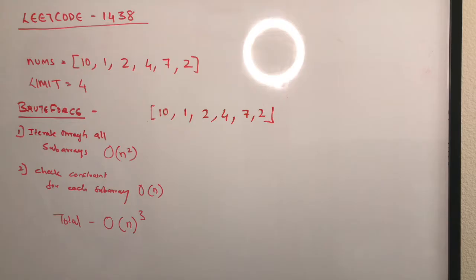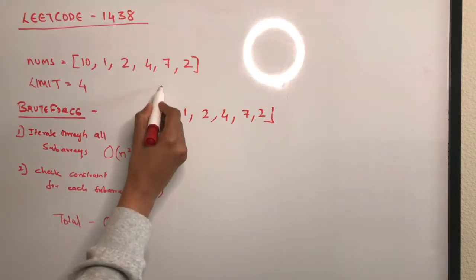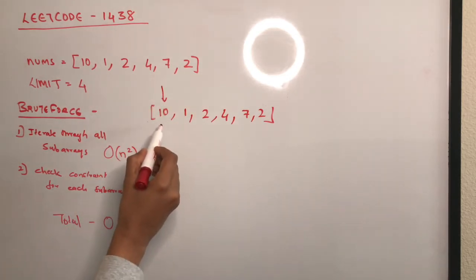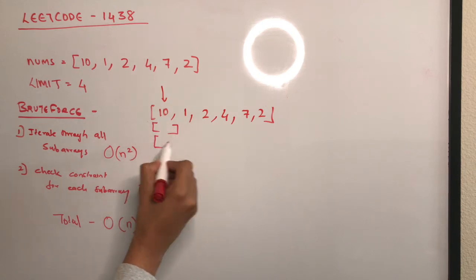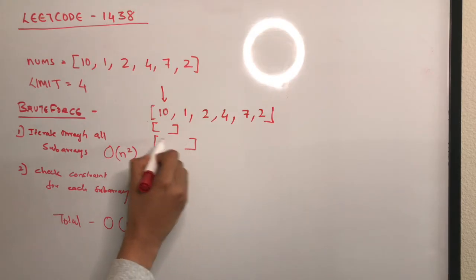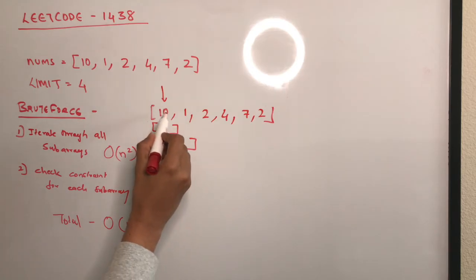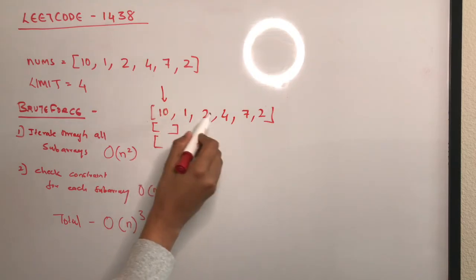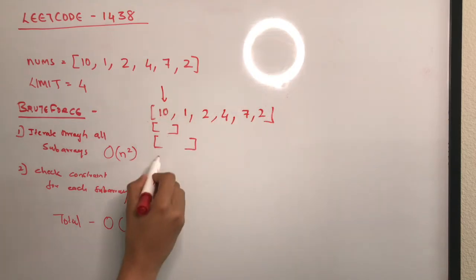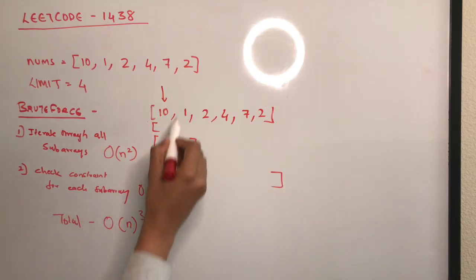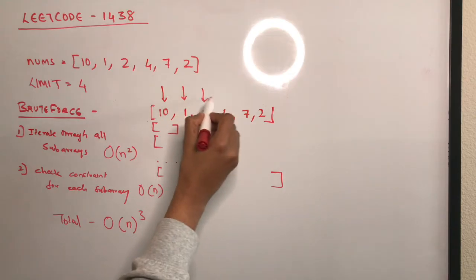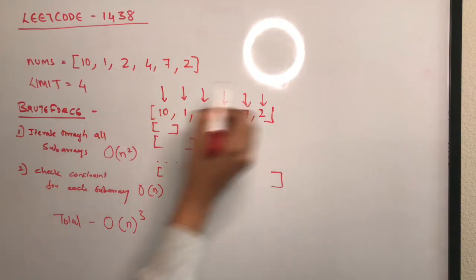To look at an example, let's look at this array. If we have to iterate through all the subarrays, we can start from this position, and this could be one potential subarray starting from that position. This could be another potential subarray: 10, 10 1, 10 1 2, 10 1 2 4, and so on till the end. Similarly, we can also find all the other subarrays starting from all the positions, as you can see here.